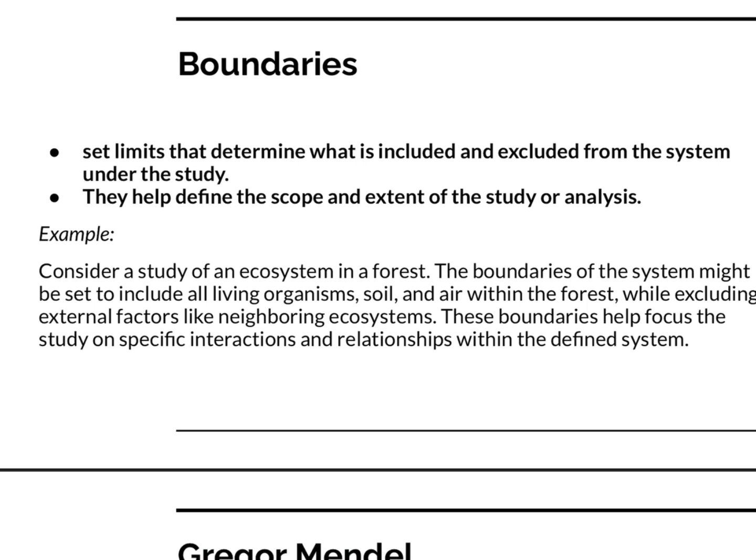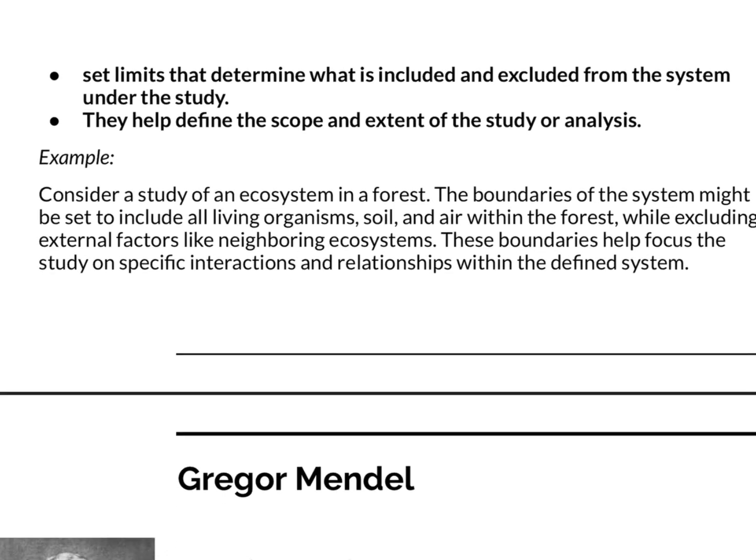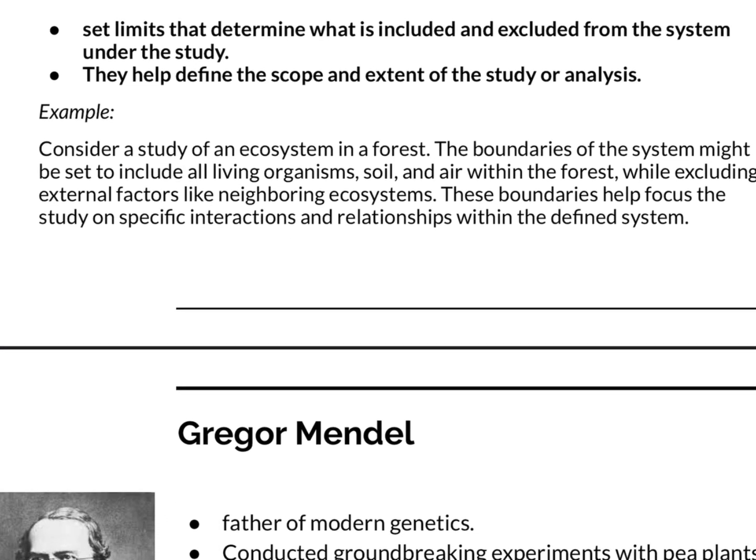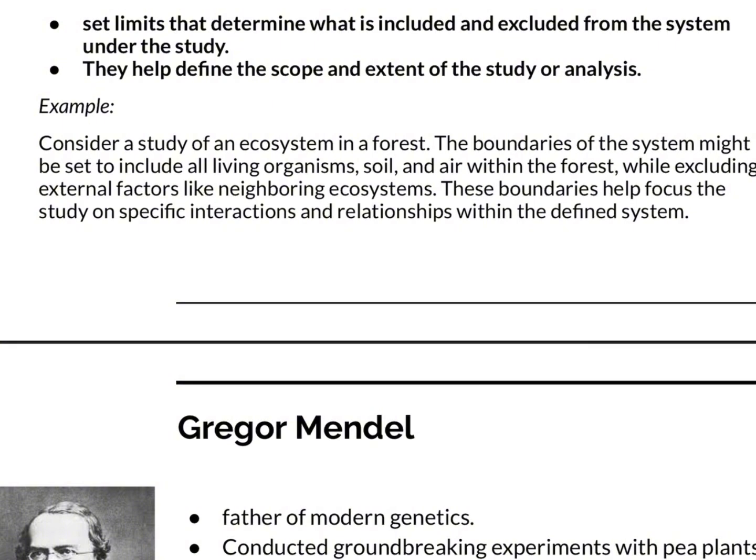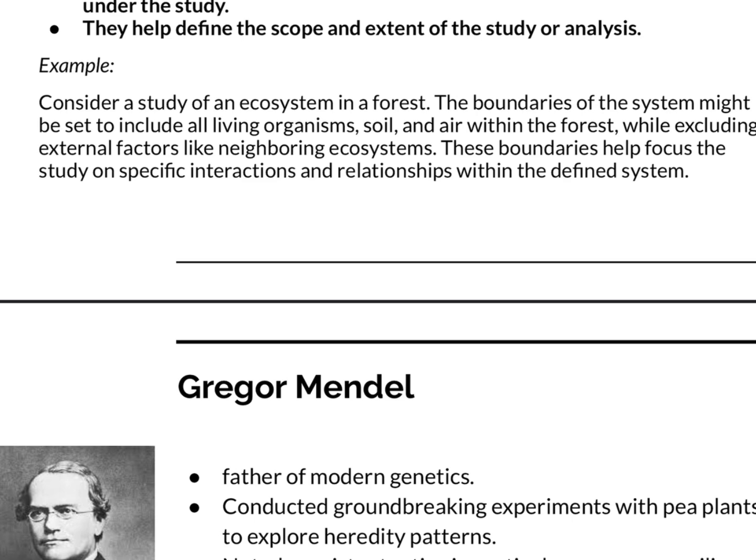Boundaries. What are boundaries? They set limits that determine what is included and excluded from the system under study. They help define the scope and extent of the study or analysis. Example, consider a study of an ecosystem in a forest. The boundaries of the system might be set to include all living organisms, soil, and air within the forest, excluding external factors like neighboring ecosystems. These boundaries help to focus the study on specific interactions and relationships within the defined system.